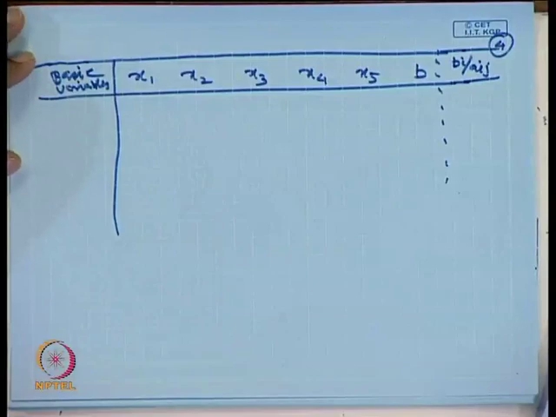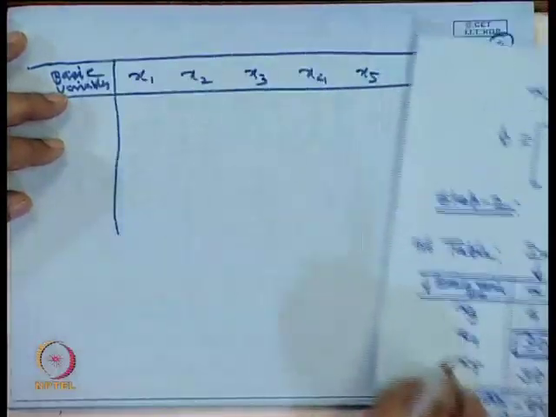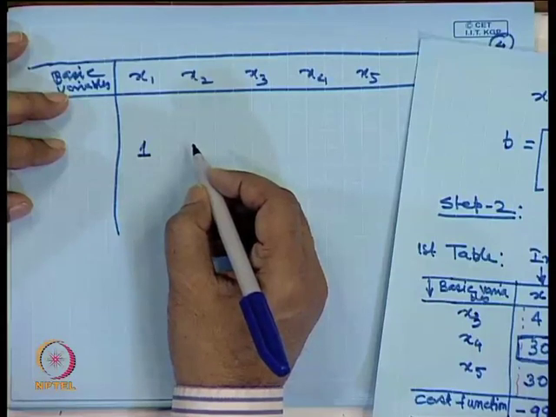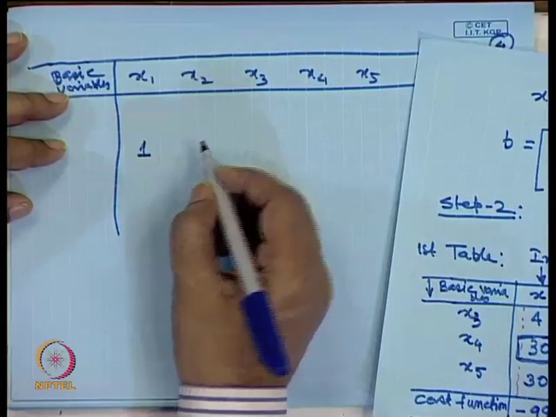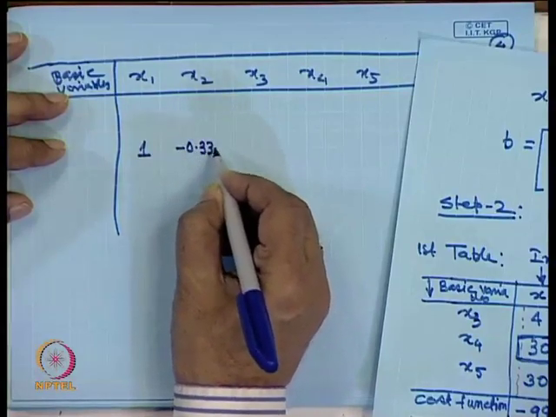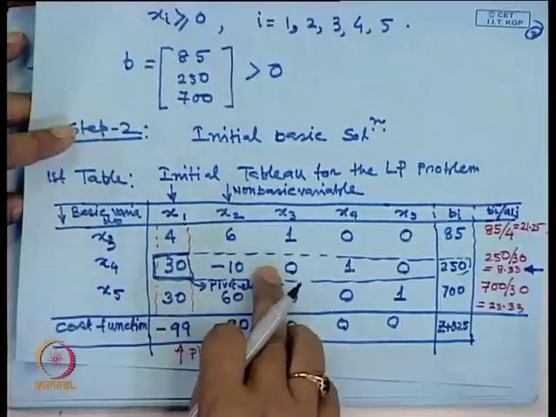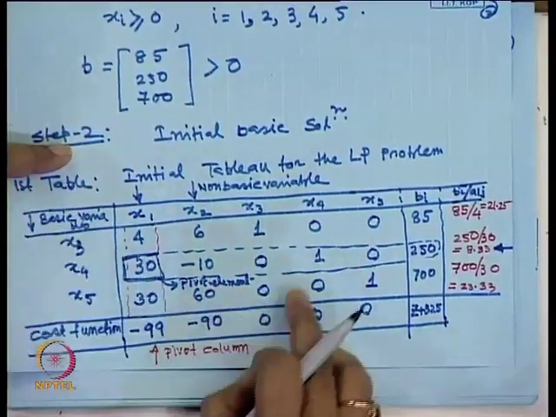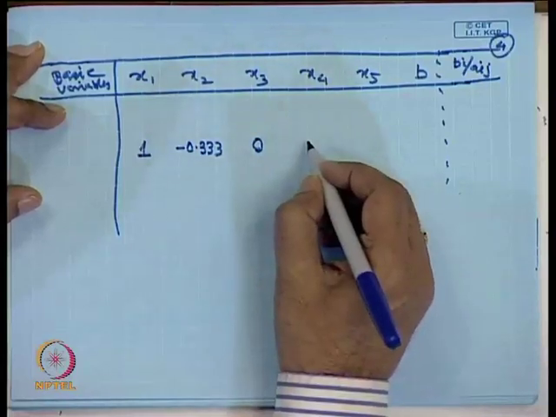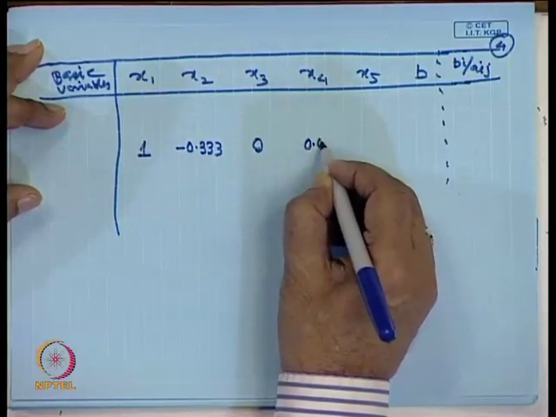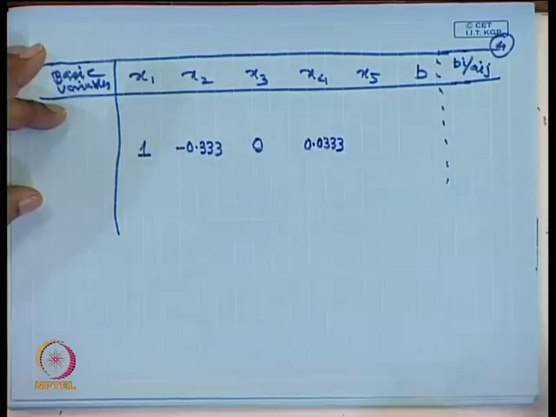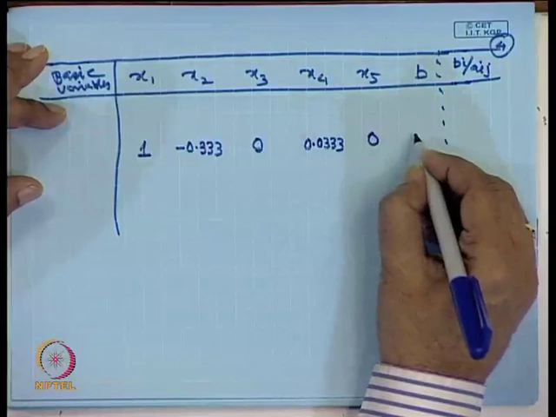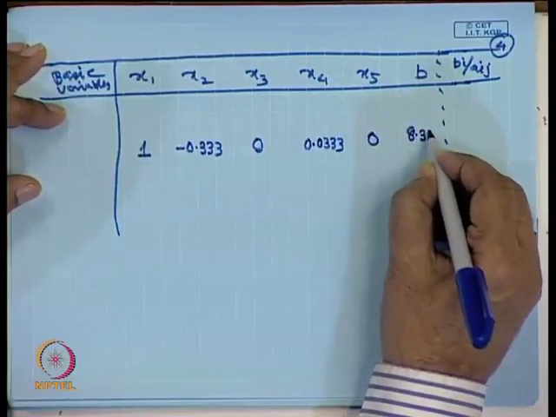So, if you do this, that corresponds to our second row. So, I am writing the second row, you see 1, then minus 10 by 30, what will this value become? 1/3, means minus 0.333, then 0 by 30, this value will be 0, then 1 by 30, that means this will be 0.0333, then 0 by 30, 0, and 250 by 30 will be 8.33.